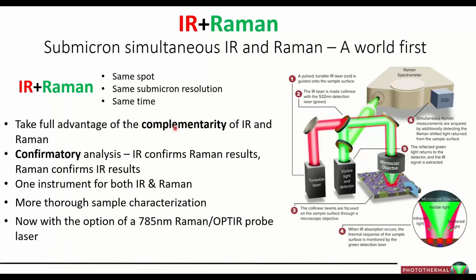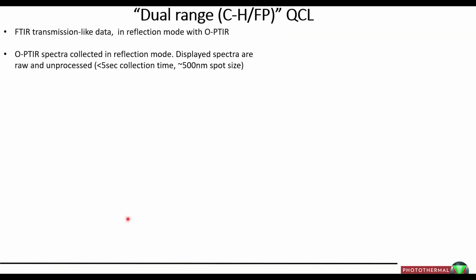Okay, so we've mentioned the complementarity, but there's also the angle of confirmatory as well. So the infrared result can confirm the Raman and vice versa. Right? People often ask me, how truly comparable are OPTIR spectra to FTIR reference spectra? So on this slide, I'm going to attempt to show you some reference spectra collected in FTIR off a thin film in transmission mode, so your gold standard, and I'm going to compare these to OPTIR spectra that have been collected off a thick block.